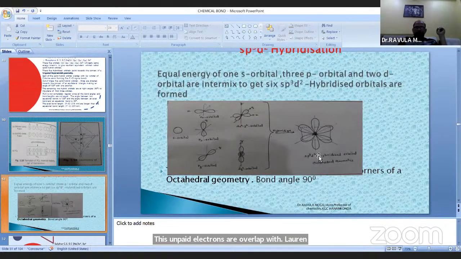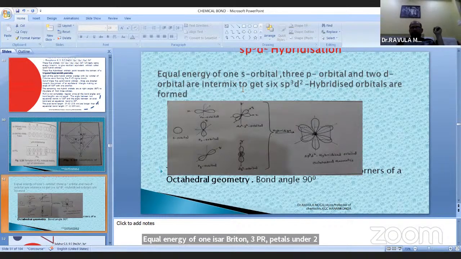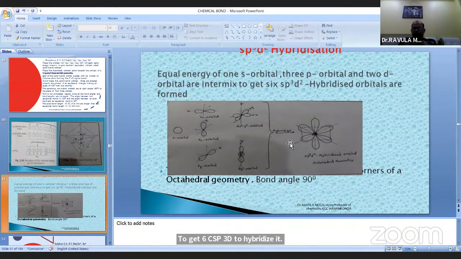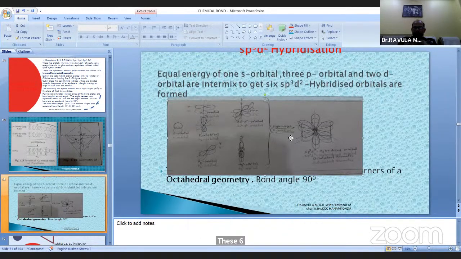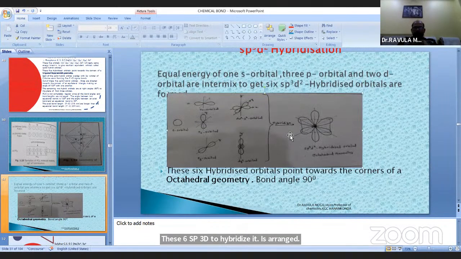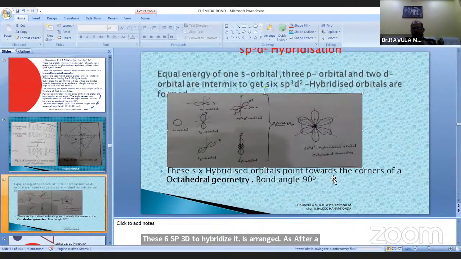So next one here, sp3d2 hybridization. Equal energy of one s orbital, 3 p orbitals and 2 d orbitals are intermixing to get 6 sp3d2 hybridized orbitals formed. These 6 sp3d2 hybridized orbitals are arranged as octahedral geometry.